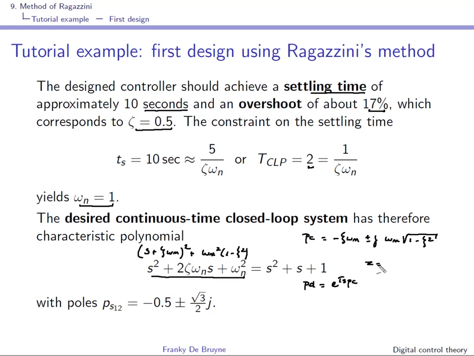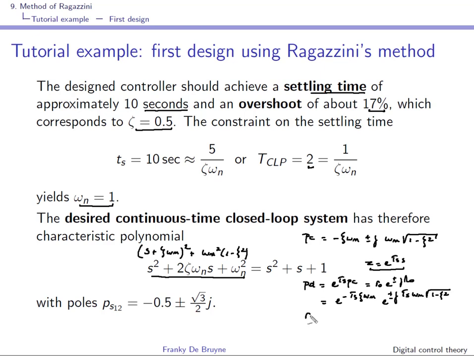Remember that z is the exponential of Ts s, right? So if you inject that in here, what you'll have is exponential of minus Ts zeta omega n, exponential of plus minus j Ts omega n square root of 1 minus zeta squared. So this one you can write as r0 exponential of plus minus j omega 0. This is the polar form of the discrete time poles.